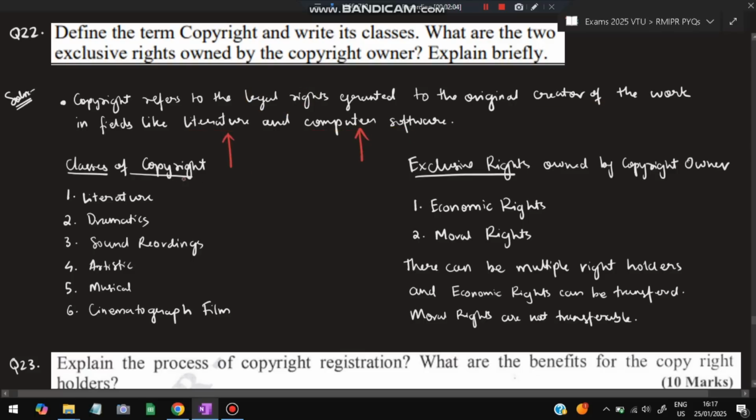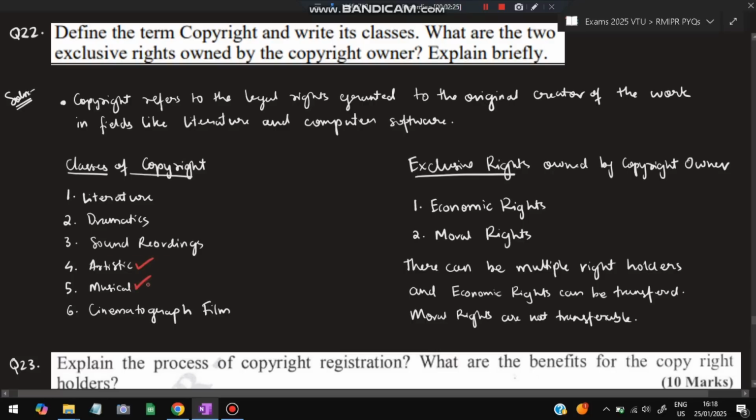Okay, now the classes of copyright. The first one is literature. It includes books, essays, research articles, lectures, computer programs, software, and databases. Okay, and next is dramatic works, which are screenplays, dramas, and theatrical works. Sound recordings such as phonograms and CDs, the recordings of sounds. Okay, artistic works are the drawings, paintings, logos, maps, and so on.